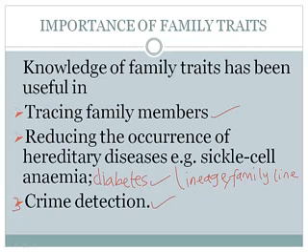Now, another importance of family trait concerning crime detection is that we can be able to know the thumbprint of this person that killed the person. We can get the thumbprint to be able to know who actually killed the person.